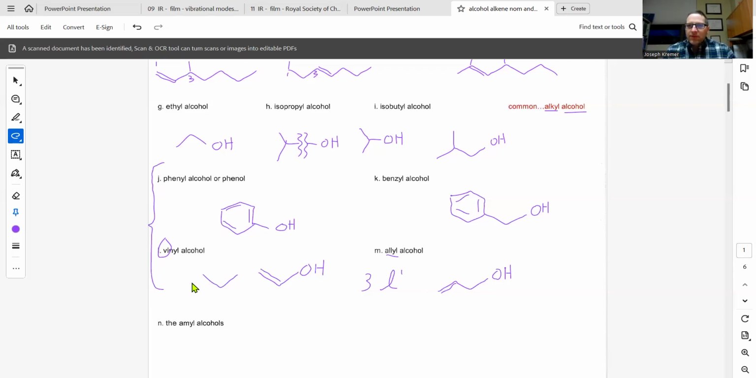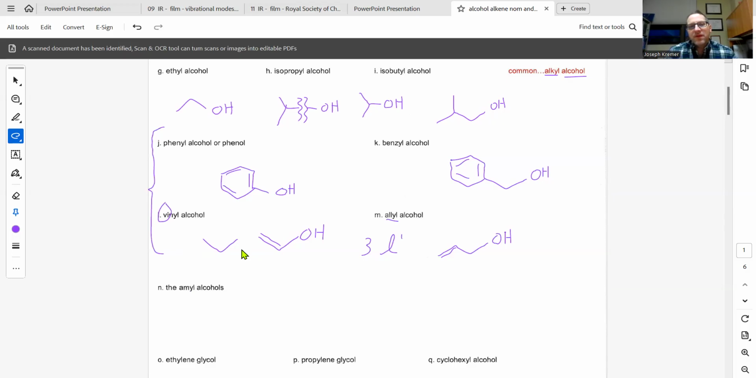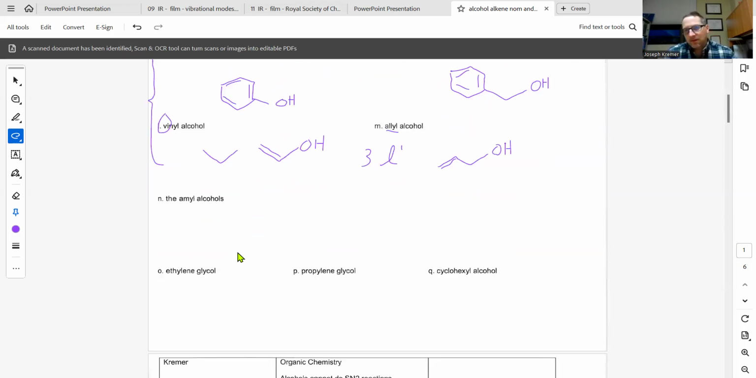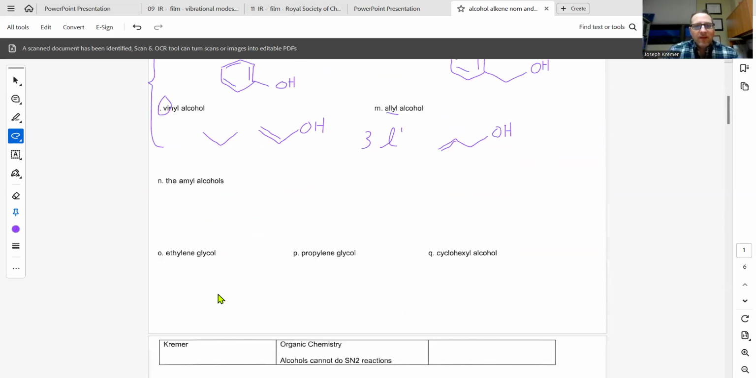The allyl group, ALLYL, three L's. The phenyl group, a six-membered ring with three double bonds. The benzyl group, like phenyl, but with an elbow bend, and vinyl. Draw a letter V, tag on, paste an OH and a double bond into it. I will table the amyl groups. You're welcome. And I would like to talk about ethylene glycol.